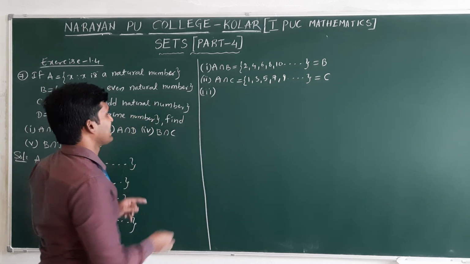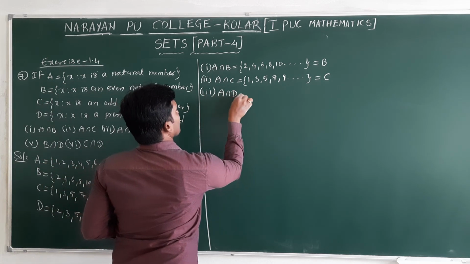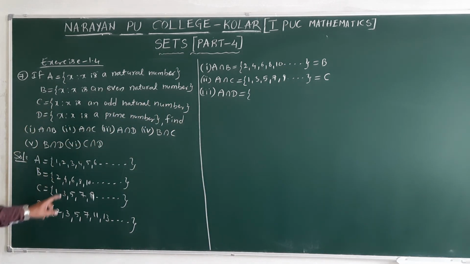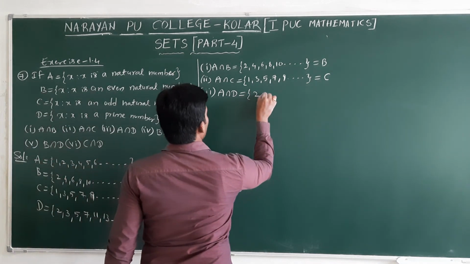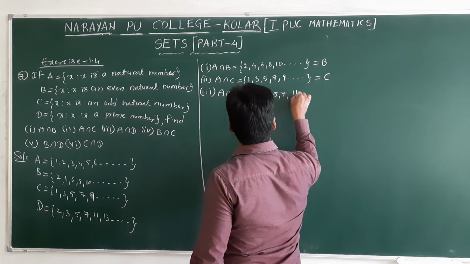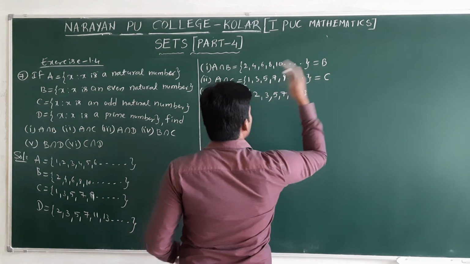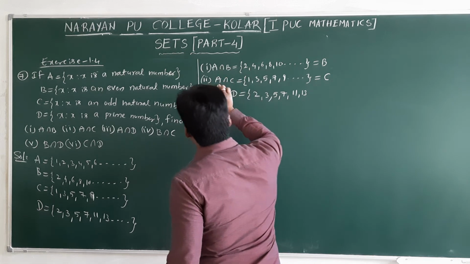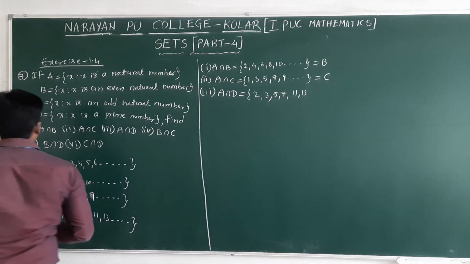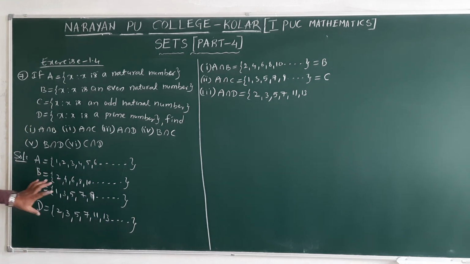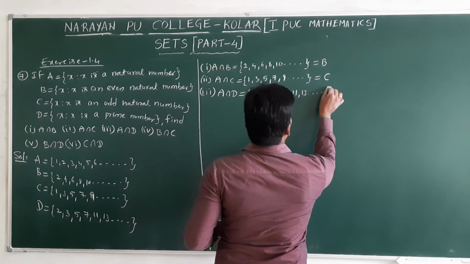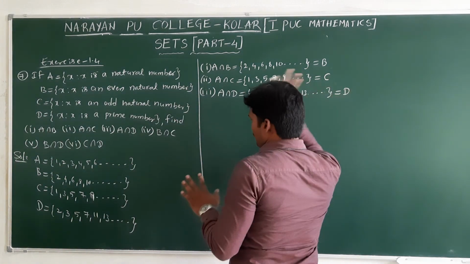Third one, A intersection D. A intersection D means common elements between A and D. 2, yes, 2 is there. 3, 5, 7, 11, 13 and so on. Why are we getting A intersection B as B, A intersection C as C, and A intersection D as D only? The reason is that B, C, D are all subsets of A. All three sets are part of the A set. That's why we get the same thing again. This is equal to the D set only.